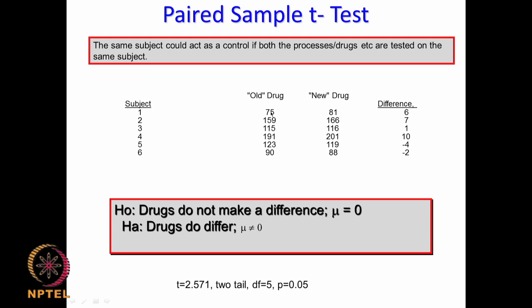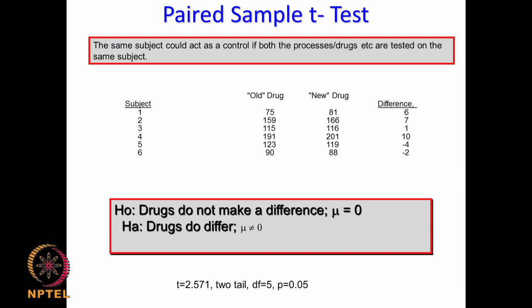So let us take this example, 75 minus 81 is 6, 159 minus 166 is 7, 115 minus 116 is 1, 191 minus 201 is 10, 123 minus 119, okay. Actually I am doing the other way, actually 81 minus 75 is 6, 166 minus 159 is 7, 116 minus 115 is 1, 201 minus 191 is 10, 119 minus 123 is minus 4, 88 minus 90 is minus 2. Now if I add all these I will get some x bar, right.